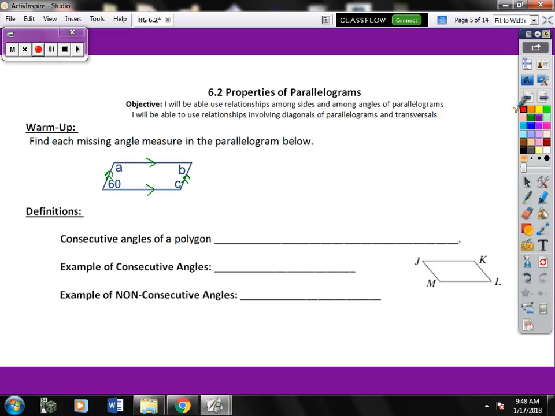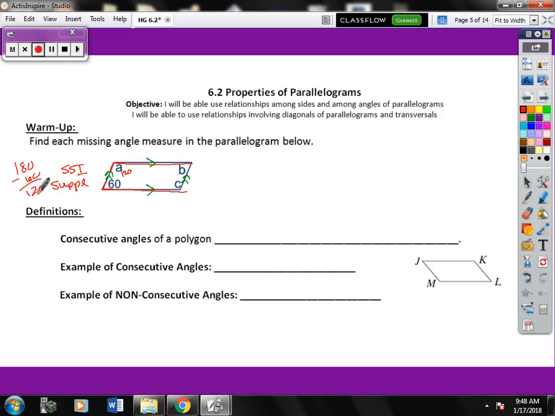So if we have parallel lines, what type of angles are A and 60? Are they corresponding, alternate interior, alternate exterior, same side interior, or same side exterior? Marquise? Good. These would be same side interior angles, which we know, based on the theorem, are supplementary when you have parallel lines. What would A have to be? 120. 180 minus 60 is 120.